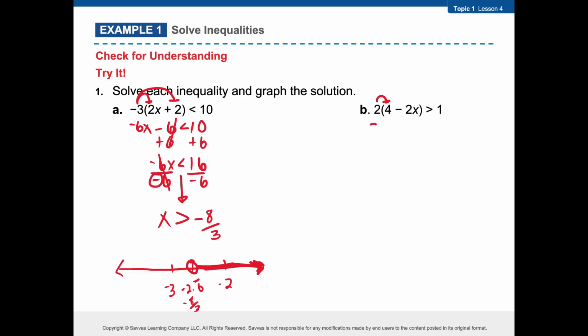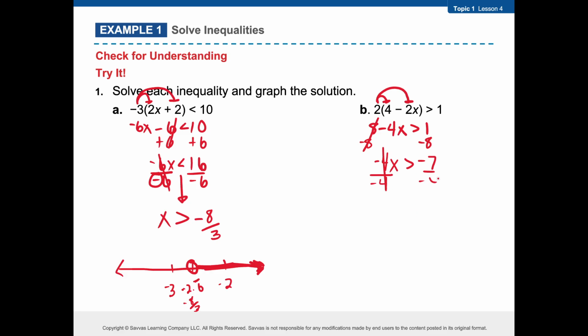2 times 4, positive 8. 2 times negative 2x, negative 4x, greater than 1. Please be careful. A lot of you have a tendency to want to add 8 because you see that minus sign. But if you add 8, 8 plus 8 does not cancel. So that should kind of give you a red flag that you did something wrong. That's a positive 8. To make it cancel, subtract 8. 8 minus 8 is 0. Minus 8 to the other side. Do not forget to bring down the negative with the 4x. 1 minus 8 is a negative 7.